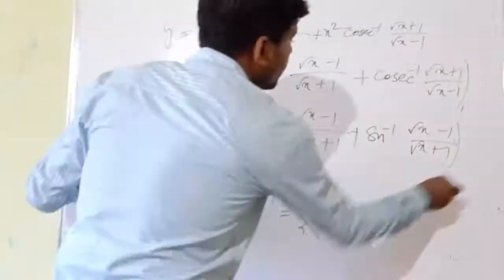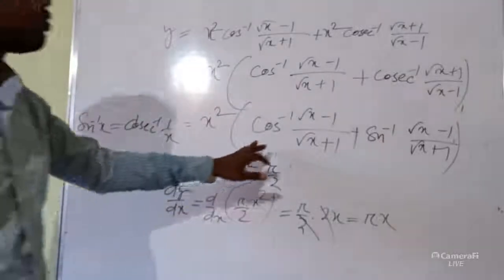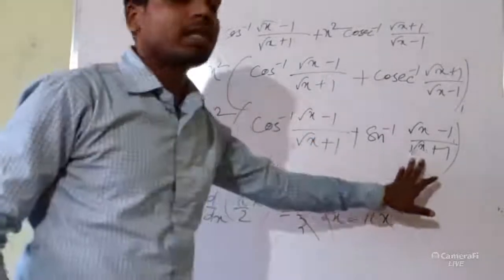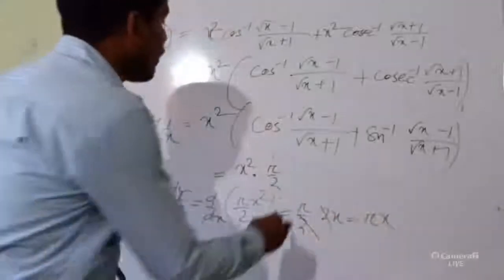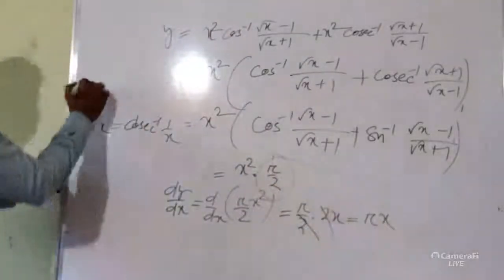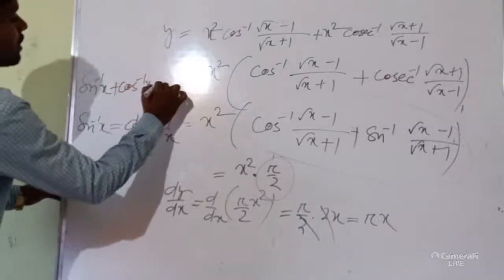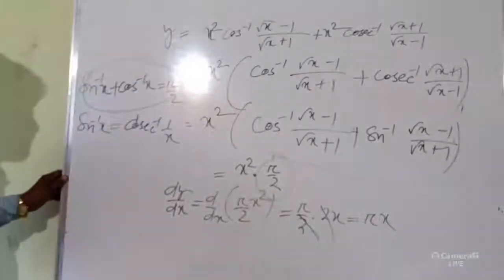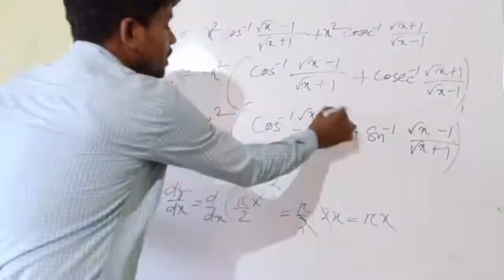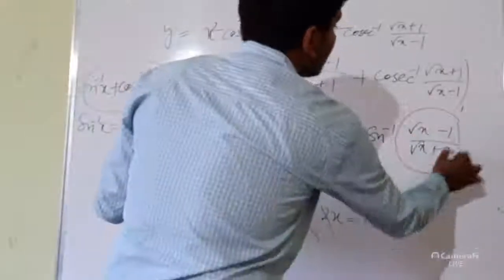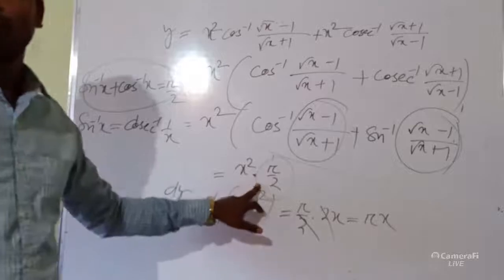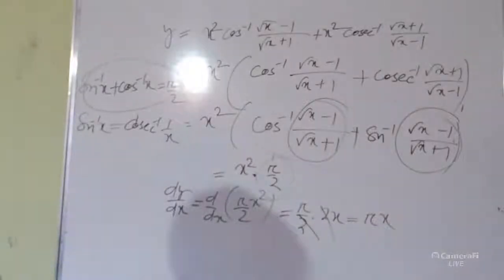Also here is a formula. Suppose we have cos inverse x plus sin inverse x, this is equal to pi by 2. If we have sin inverse x plus cos inverse x, this is equal to pi by 2. Okay, any doubt?